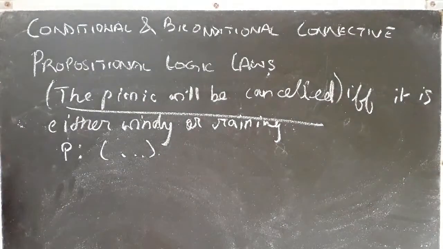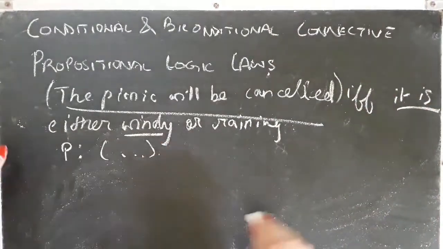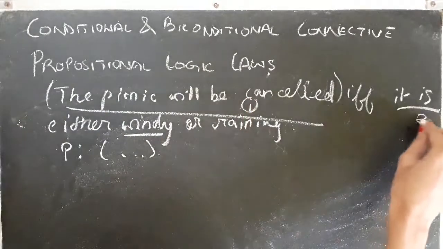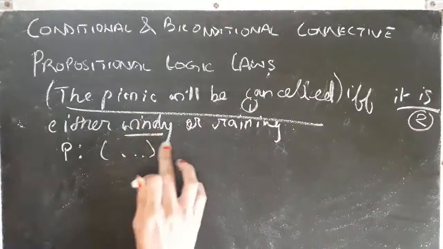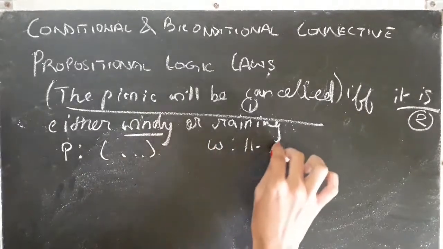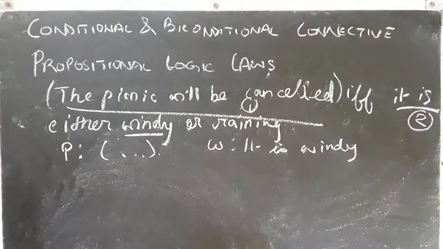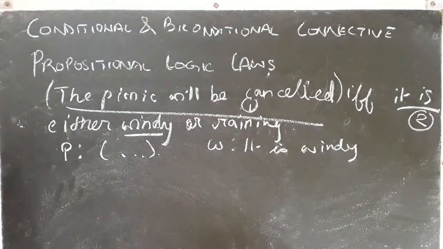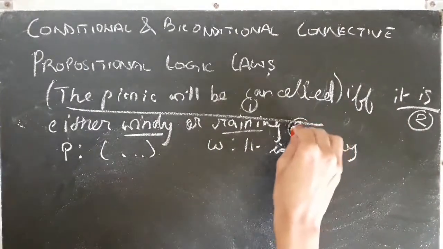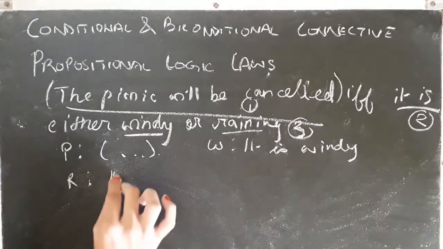The second propositional statement is it is windy. This was the first one and now this is the second one. Let W denote it is windy. And what is the third statement? It is raining. This is the third one. Let it be denoted by R. It is raining.